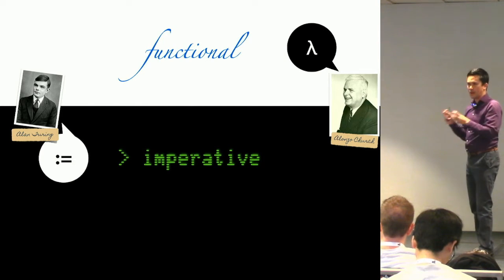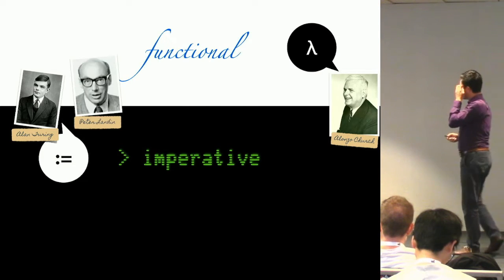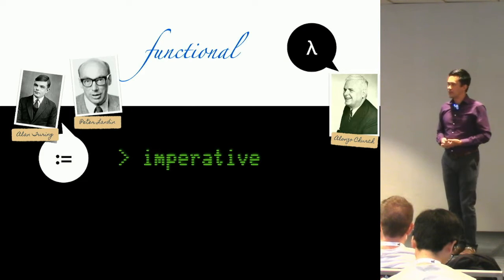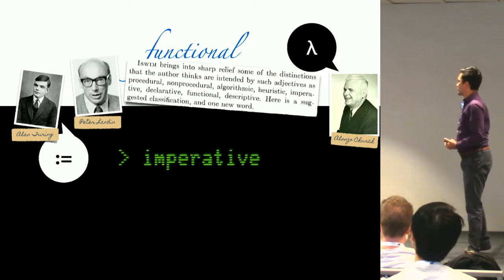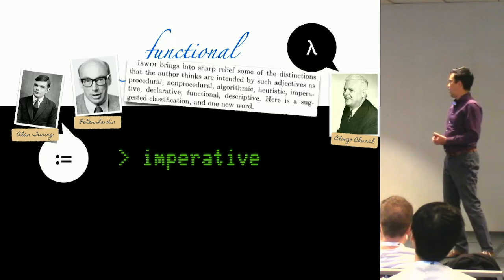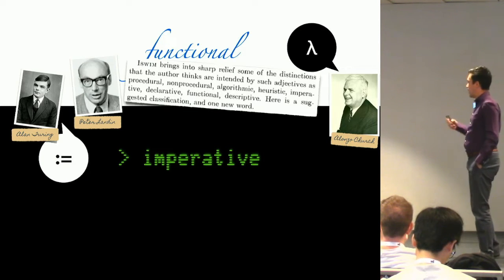People are thinking about how these things can be combined from the beginning. And so perhaps the question isn't so much how can we keep these things separate, but maybe there's a way of combining them together. And Landin has something to say about this in that same paper again. He says, ISWIM brings into sharp relief some of the distinctions that other authors are intended, such as adjectives such as procedural, non-procedural, algorithmic, heuristic, imperative, declarative, functional, descriptive.